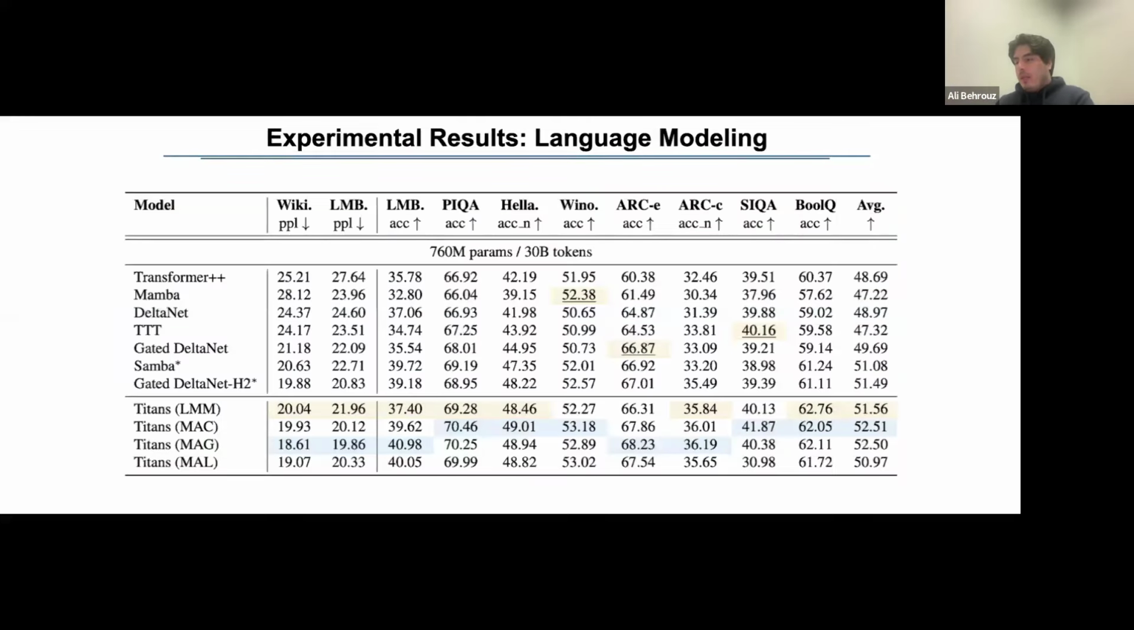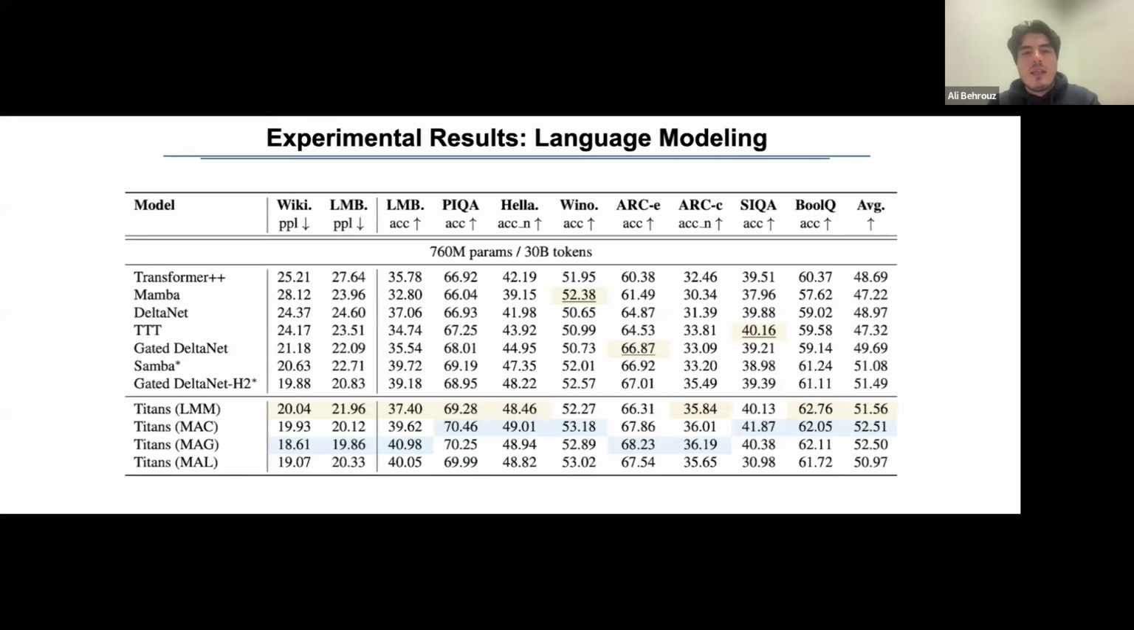So basically, we have seen how we can design this long-term memory, how we can train it in an efficient manner, and how we can combine it with the attention. The attention acts as the short-term memory, and the neural memory plays the role of the long-term memory.